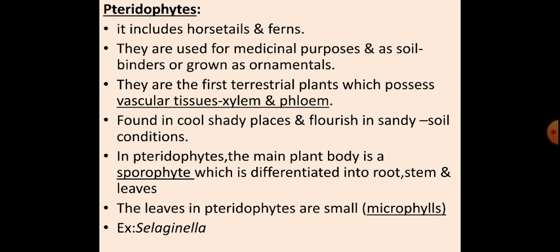Examples of pteridophytes are horsetails and ferns. They are used for medicinal purposes and as soil binders as well as for decorative purposes, so they are called ornamental plants. They contain vascular tissue, that is xylem and phloem. Now, coming to the plant body, the main plant body of pteridophytes is the sporophyte.